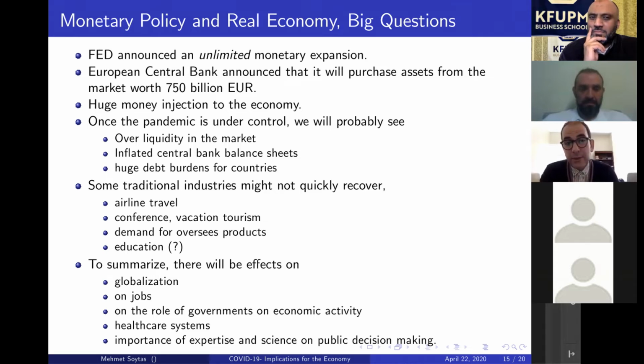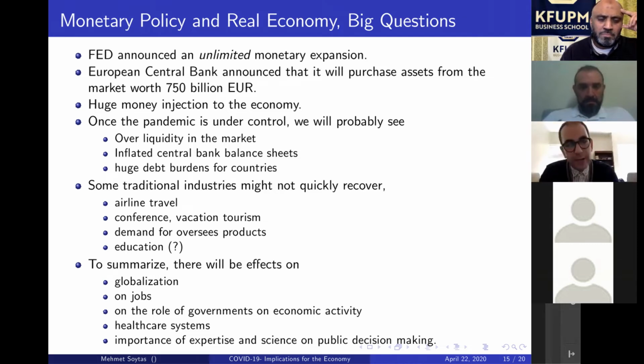And the demand for overseas products, I think there will be an effect on trade. Even in terms of goods being bought from other countries, definitely we will see some implications on trade. Okay. Then, if you want to summarize, the effects can be, and many people talk about this, not only economists, on globalization in general. That means how people see where we have come in terms of globalization at this stage, and how we are going to see it.